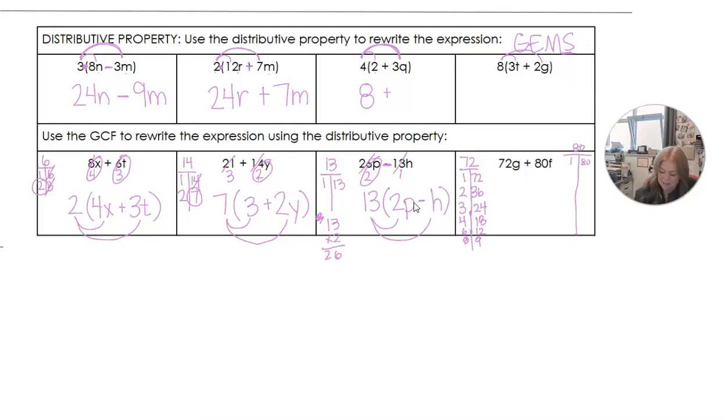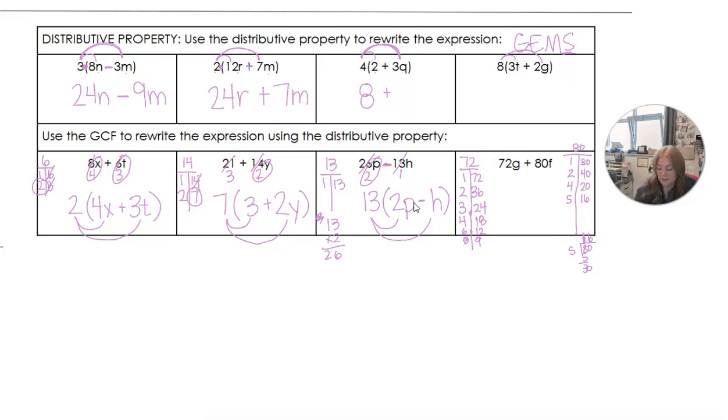So 1 and 80, no match. 2 and 40. 40 and 40 makes 80, not a match. 3 can't go in here because 8 plus 0 is 8, and 3 can't go into 8. But 4 can. 4 times 20. 20 is not a match. 5 can. Let's see its match. So 80 and 5. So that goes in there 1 time. And that goes in there 6 times. 5 and 16. Not a match.